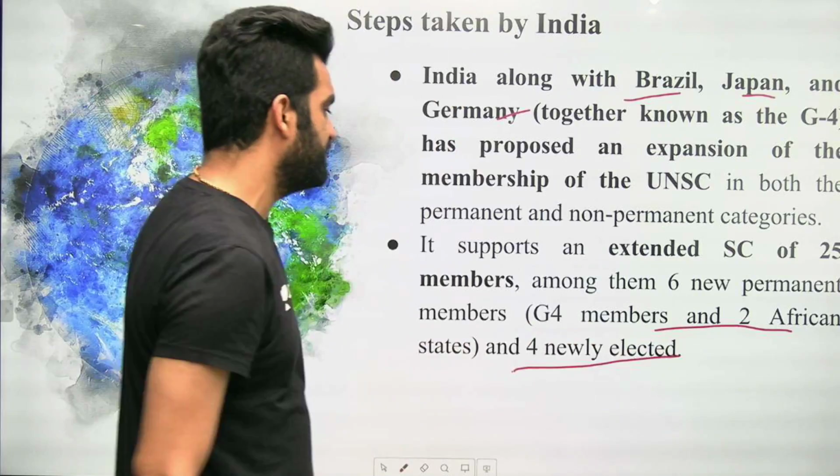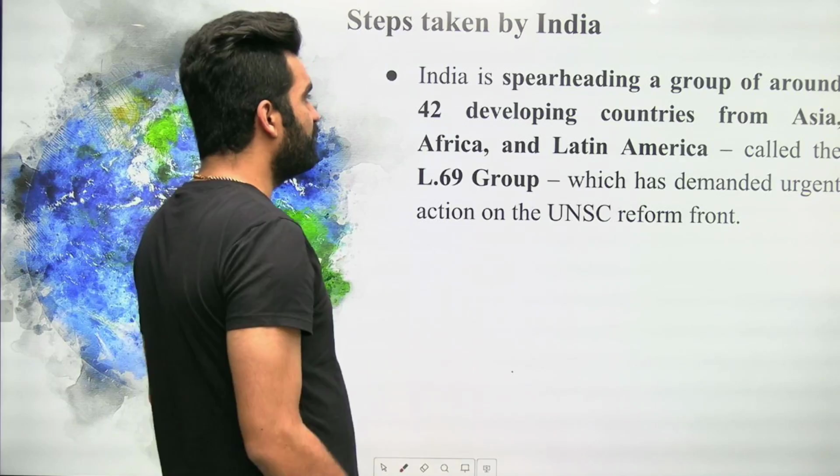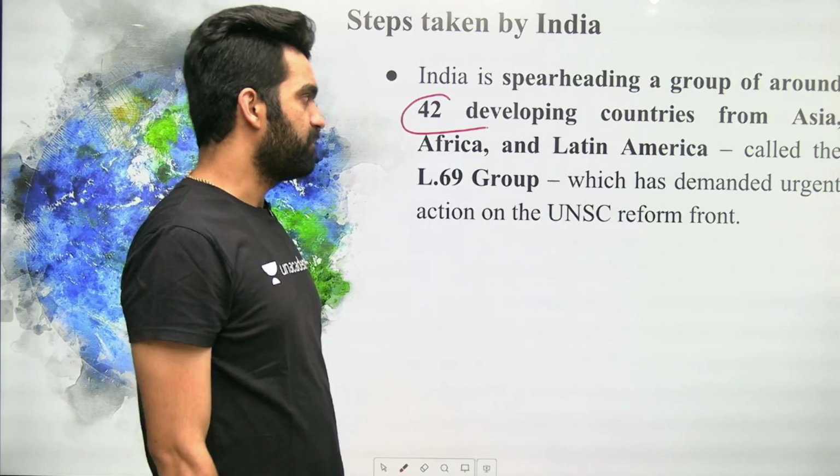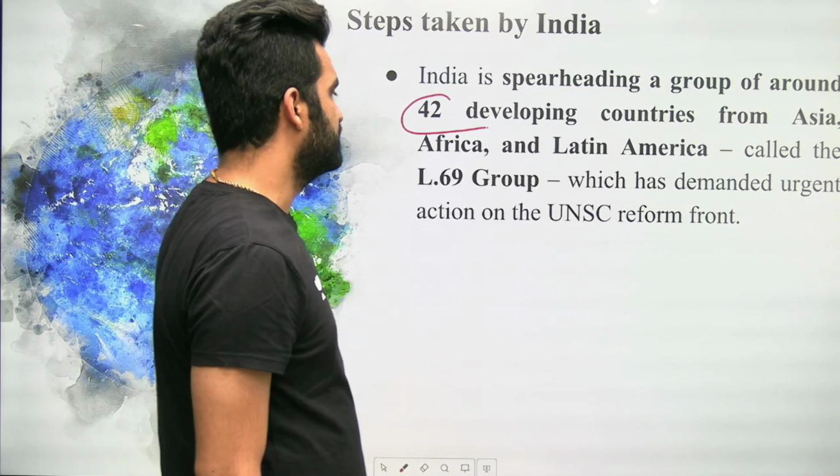Now, India is spearheading a group of around 42 developing countries from Asia, Africa, and Latin America called the L69 group, which has demanded urgent action on the UNSC reforms front.